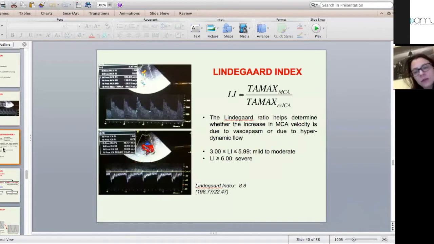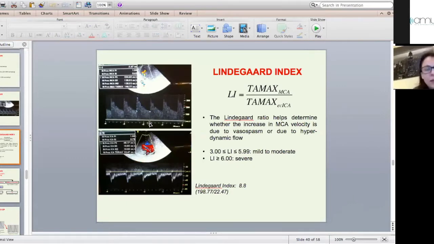So probably what was not very clear is the Lindegaard index. So we are actually doing a brain ultrasound, and what we are seeing is an increased flow velocity. So I don't actually know if the increase of the flow velocity is due to a real vasospasm or if it's due, for example, to a hyperemic state of my patients, okay? In many situations, many patients in ICU are in a hyperemic state, okay? So how can I differentiate these two situations, vasospasm and hyperemic state?